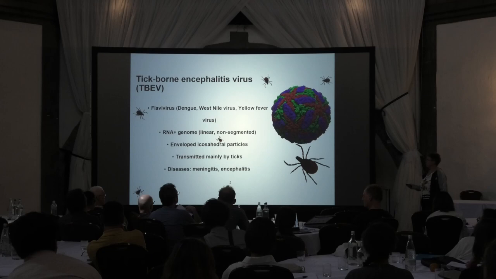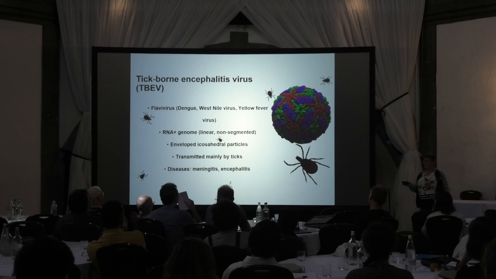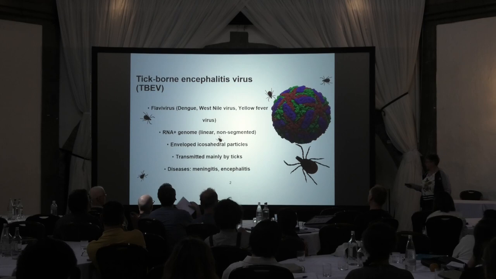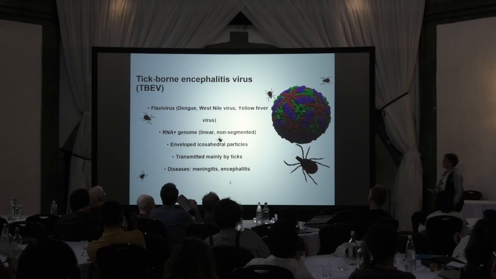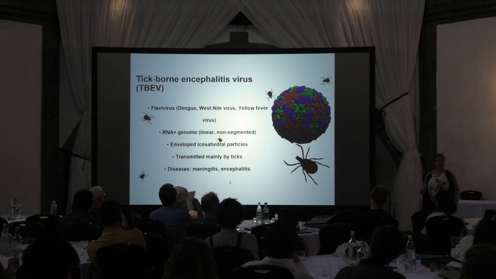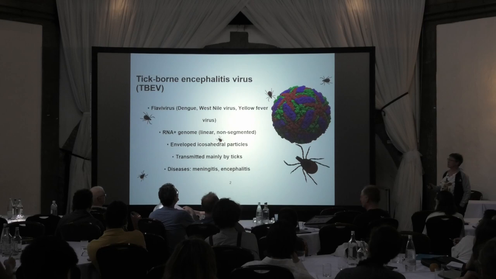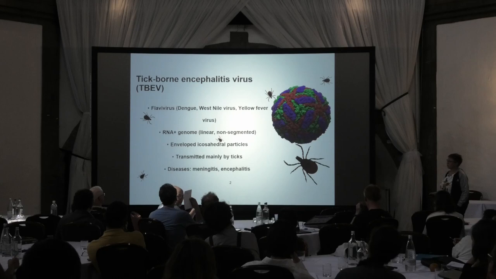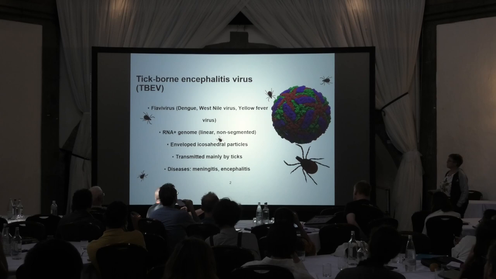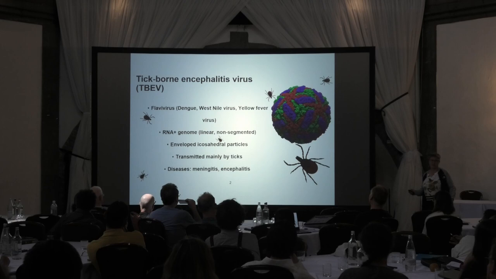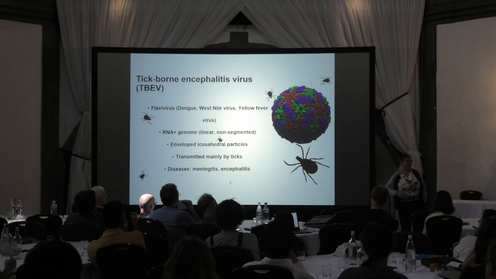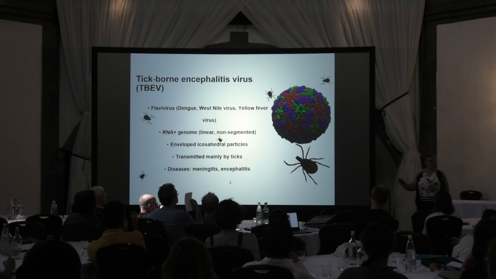So, tick-borne encephalitis virus, I mean, it should have an HK97-fold, but it doesn't. Sorry about that. Instead, it's a flavivirus. The flaviviruses you're usually familiar with are those transmitted by mosquitoes, but we're interested in one that's transmitted by ticks. It's a positive-strand RNA virus with a linear non-segmented genome. It makes enveloped, usually symmetric particles, and it causes meningitis and encephalitis. I'm interested in it because it's endemic in Finland, Asia, Austria, Sweden, places I like to go. And so we are investigating it.